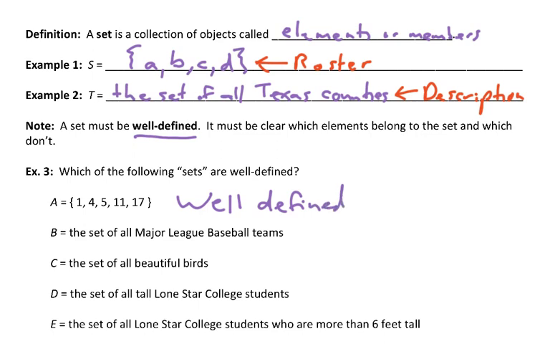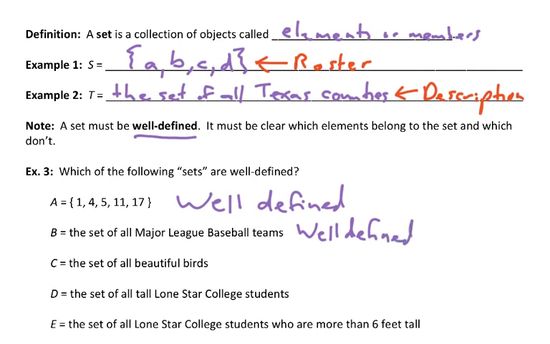Let's look at example B. B, the set of all Major League Baseball teams. Now, you may not be an expert in baseball, so you may not know what all the baseball teams are, but it would be absolutely clear which elements belong in that set and which ones do not. So I think this is also well defined.